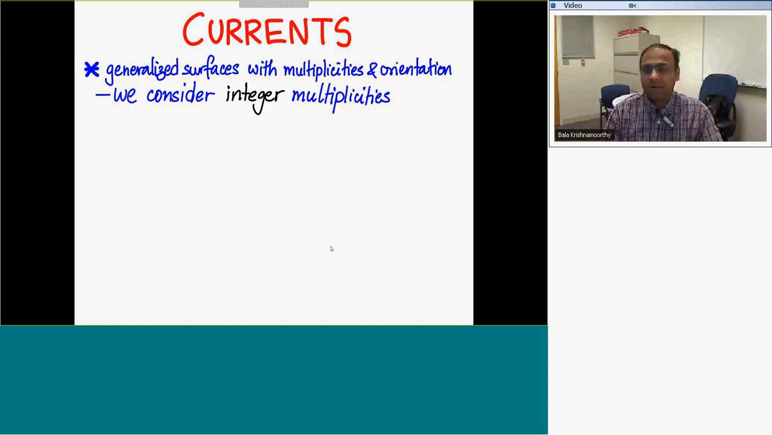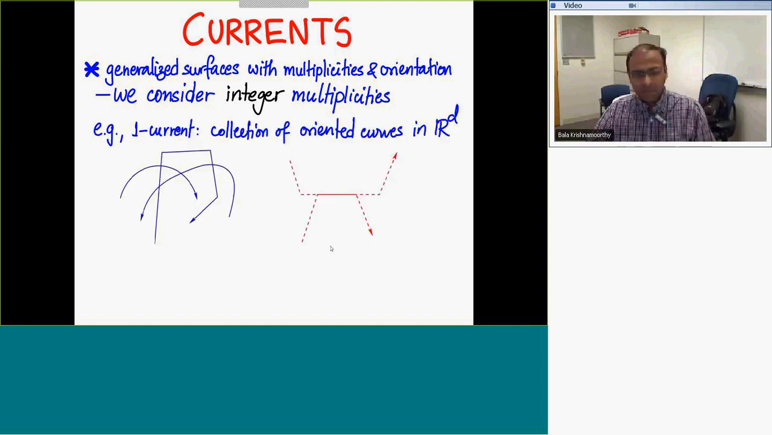Currents are standard objects that are studied in geometric measure theory. For us, I'm not even going to define what currents are. Just think of generalized surfaces with multiplicities and orientation. So one current could be curves maybe sitting in R2, or maybe even sitting in R3. They could be going nearly left and right, oriented, but each piece has an orientation. In some sense, they are very generalized notions of surfaces, and they are the objects that we are interested in.